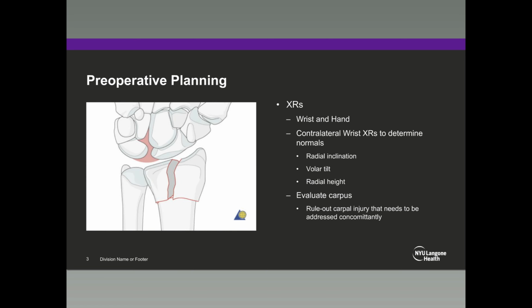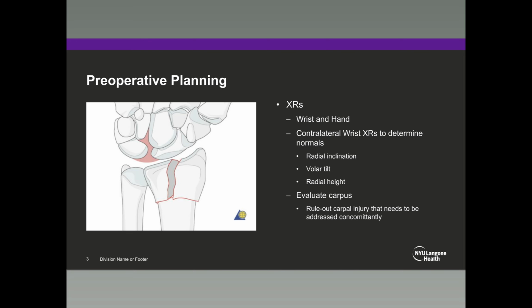So to get started with preoperative planning, first I like to obtain x-rays of the wrist and the hand. I think it's important to obtain x-rays of the hand, not only the injured hand, but potentially even the contralateral hand, because I'm looking for issues related to the carpus. Oftentimes, distal radius fractures can have translation of the energy into the carpus and have associated carpal injury.